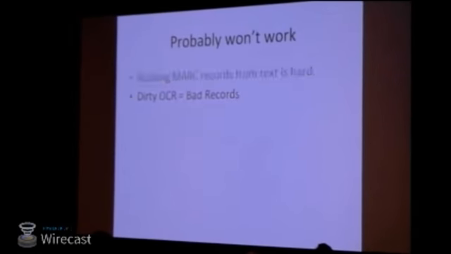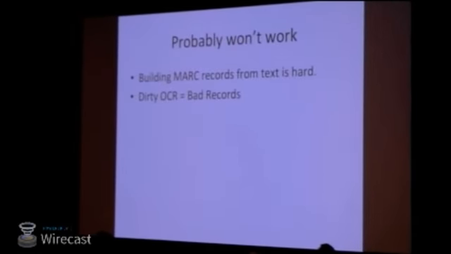But after OCRing it, it's pretty good, but not good enough that the cataloging department wouldn't have to do extensive manual edits, which would probably be as much work as creating them in the first place. So dirty OCR would be bad records. In reading through them, I discovered that every single record contained an 010 field containing an LCCN number. And it's like, aha, unique identifier.